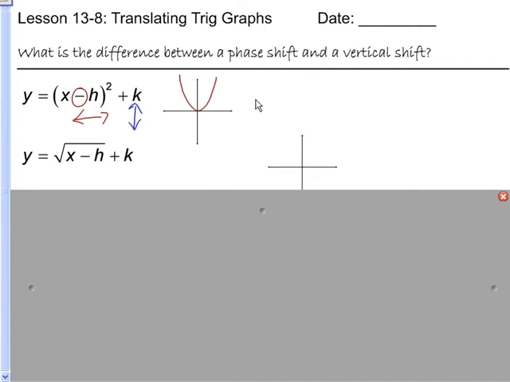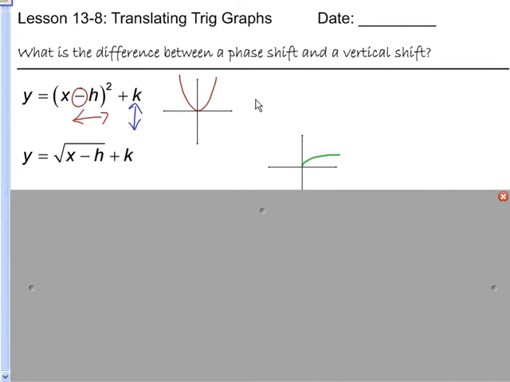How about a square root? What does that graph look like? Well, that starts at 0, 0 and kind of swoops up. It's the inverse of the parabola, so it's like a parabola turned on its side. But to be a function, it can't have the bottom half of the parabola.